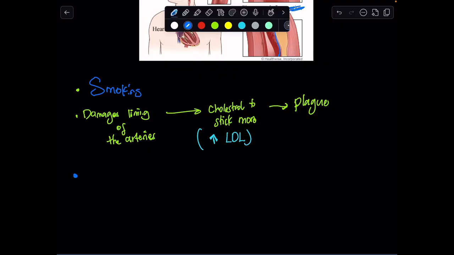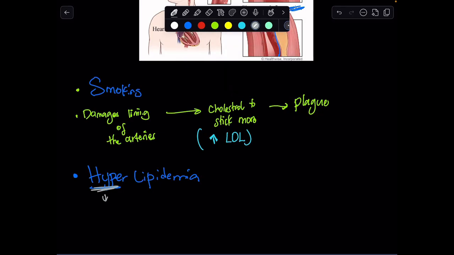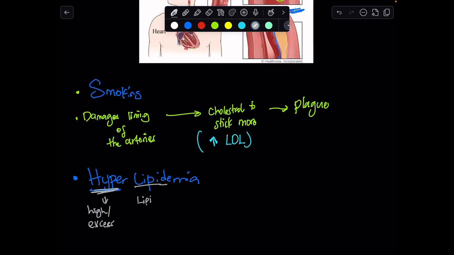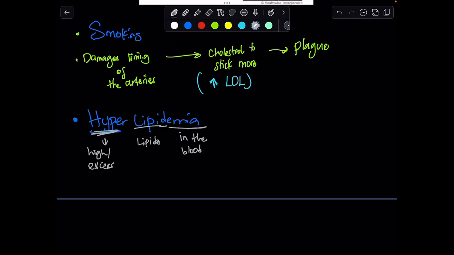Now this is where it really comes in. First, for those who are not aware, hyper is high or excess. Lipids is just lipids, and emia is in the blood. So by definition, we can define what that means. But the real question is, how does it cause coronary artery disease?